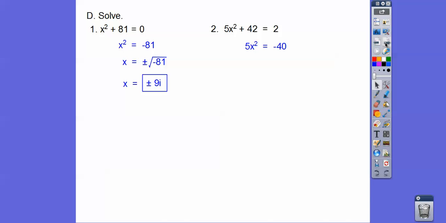Okay, so let's solve some equations. We're going to subtract 81, and we get a negative number, and we square root, and don't forget the i's. So it's plus or minus 9i. Let's try this, guys. We'll subtract 42, and we get negative 40 divided by 5. Square root of negative 8, don't forget the i, and the square root of 8 is 2 root 2. So we get plus or minus, don't forget your plus or minus also, 2i root 2.